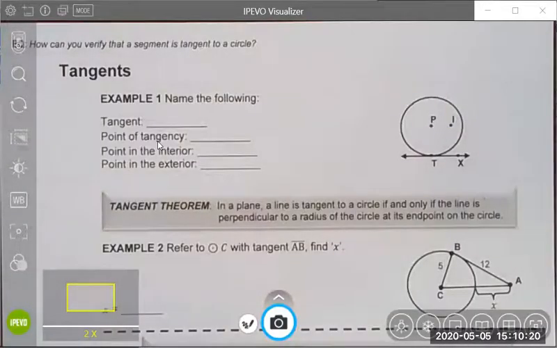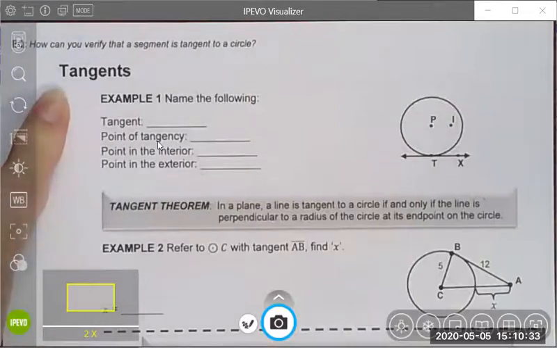Welcome. Today we're going to start our unit on circles. We're going to start, like we do with most of our units, on something that's fairly tangible. Today we're going to talk about tangents, and hopefully by the end of the lesson you'll be able to verify whether a segment is tangent to a circle or not.